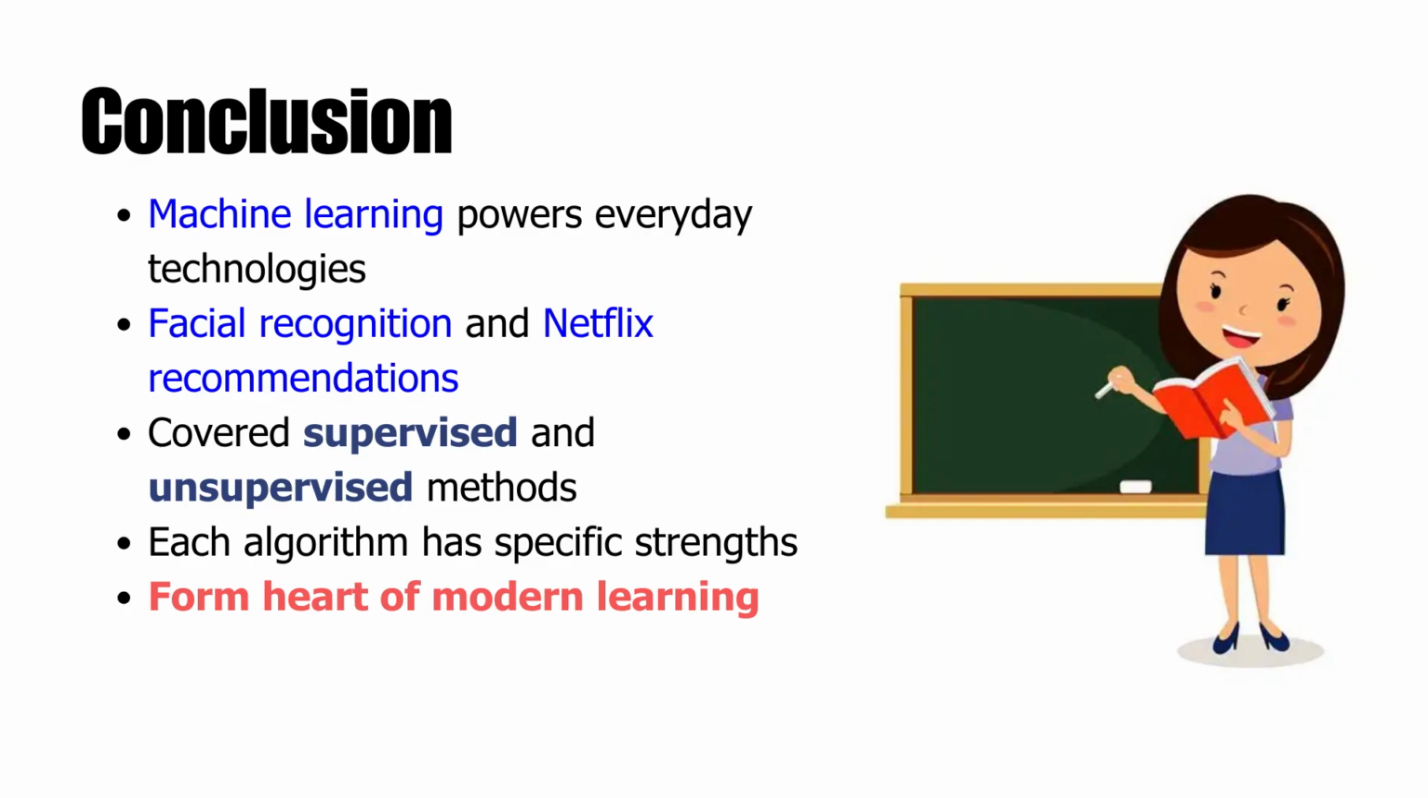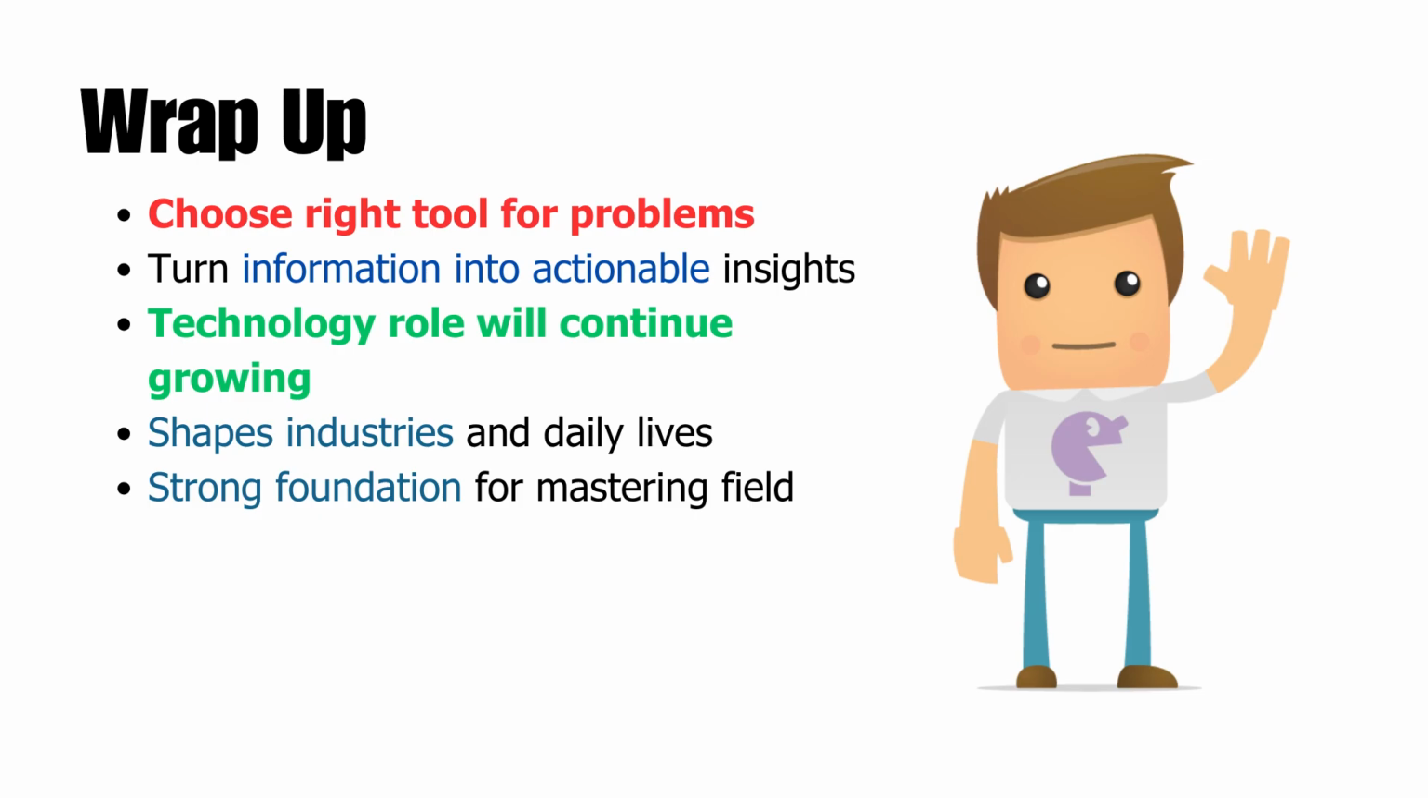Each of these algorithms is strong in areas that the others are weak in and has best suited applications. But together, they form the heart of modern machine learning. The key takeaway is that machine learning isn't about memorizing formulas. It's about choosing the right tool for the right problem.